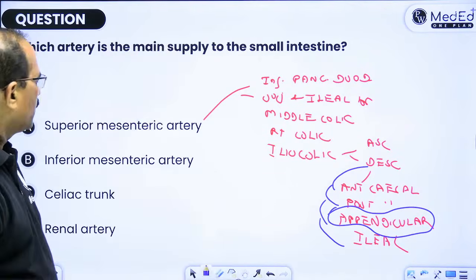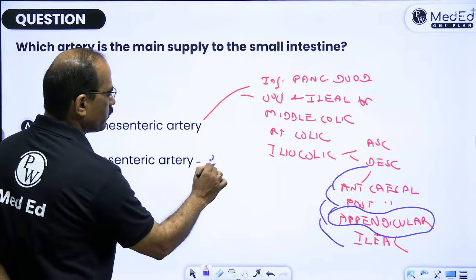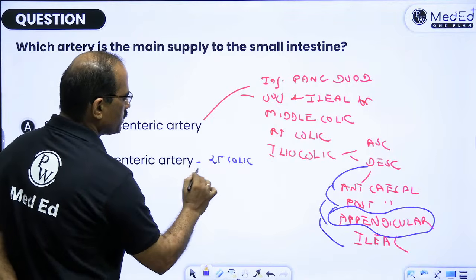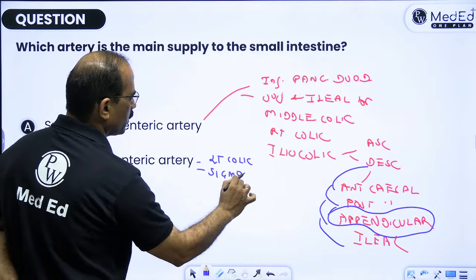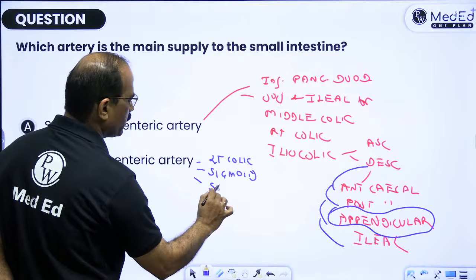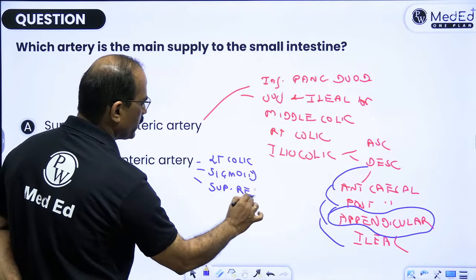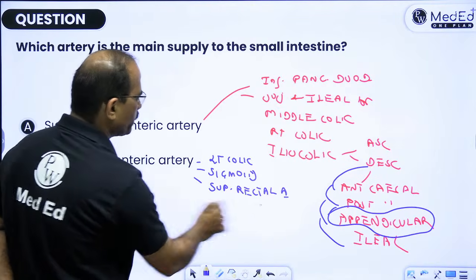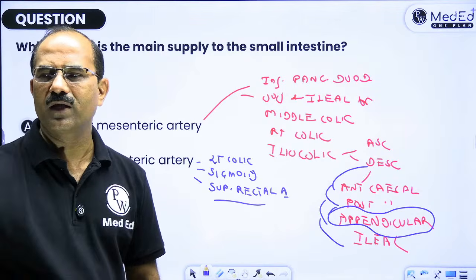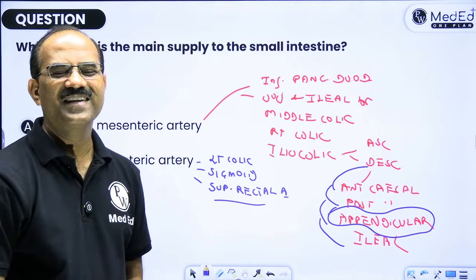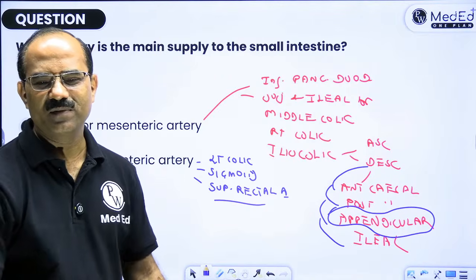ठीक है. इंफीरियर मेसेंट्रिक के तीन ही ब्रांचेस हैं, वन इज लेफ्ट कोलिक, सिग्मॉइड ब्रांचेस, and superior rectal artery. So superior rectal artery is a continuation of inferior mesenteric. Inferior mesenteric की continuation है. So it's a quick revision है ना.